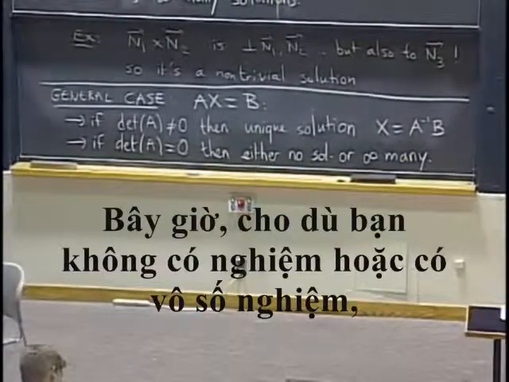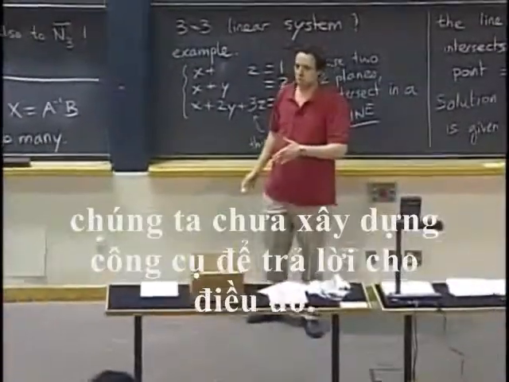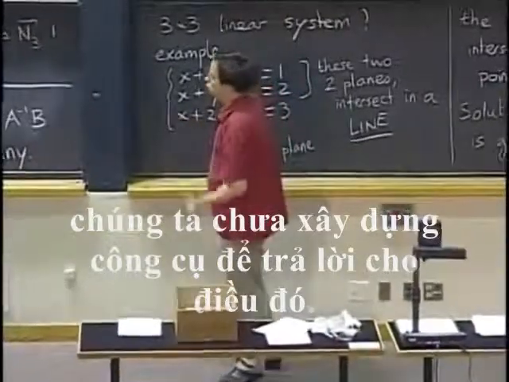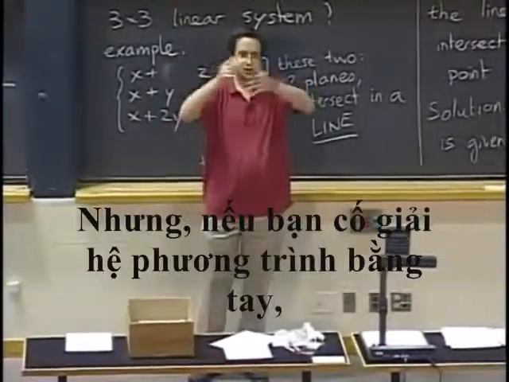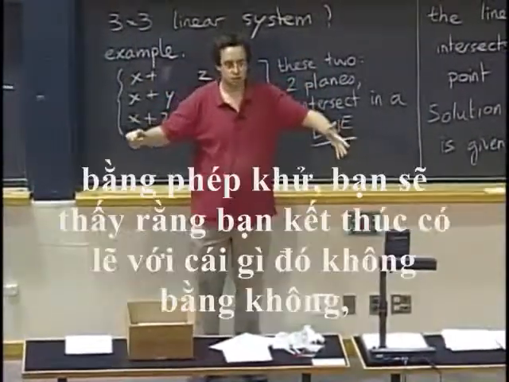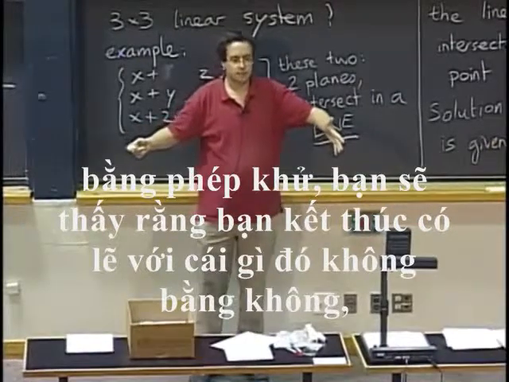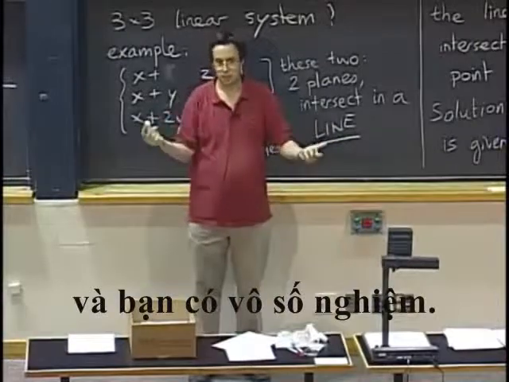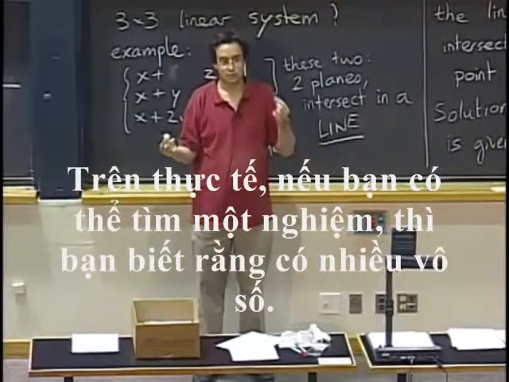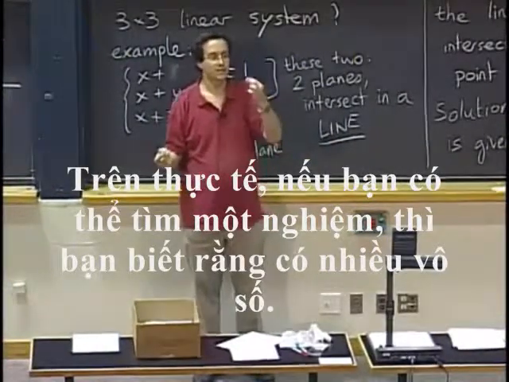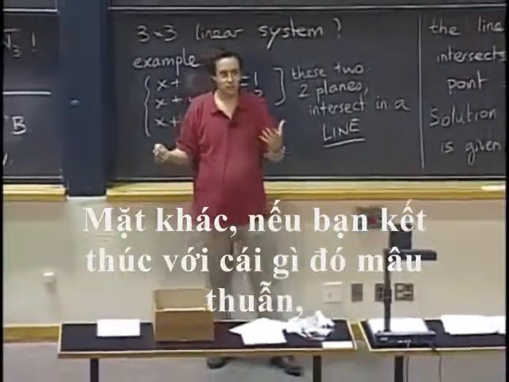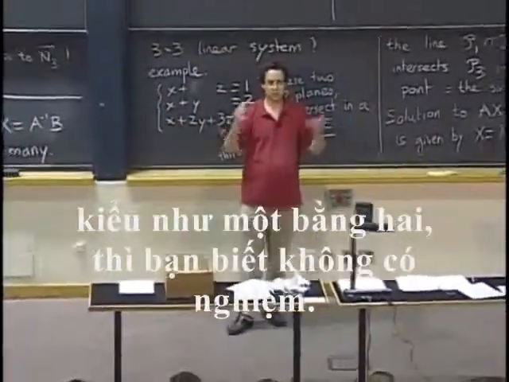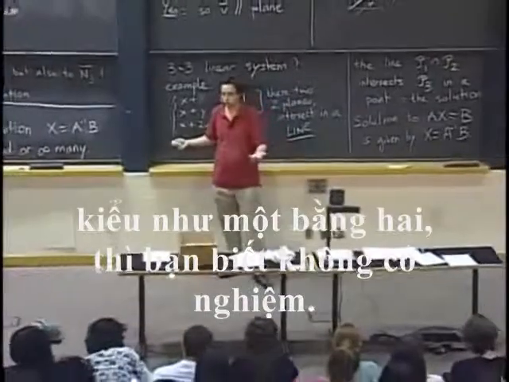Now, whether you have no solutions or infinitely many solutions, we haven't actually developed the tools to answer that. But if you try solving the system by hand, by elimination, you will see that you end up maybe with something that says 0 equals 0, and you have infinitely many solutions. Actually, if you can find one solution, then you know that there's infinitely many. On the other hand, if you end up with a contradiction, like 1 equals 2, then you know there's no solutions.